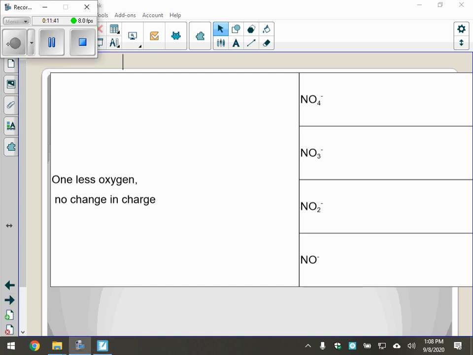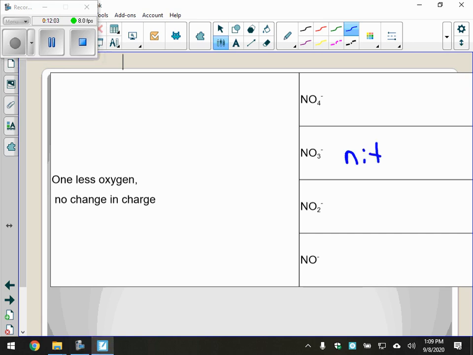Go to your polyatomic chart there, or your periodic table, and find whichever ones you can. Which ones can you find on this chart? Sure, Kaylin. Okay, what's NO3 1 minus called? Nitrate. Okay. And what about NO2 1 minus? What's that called? Nitrite. Okay.